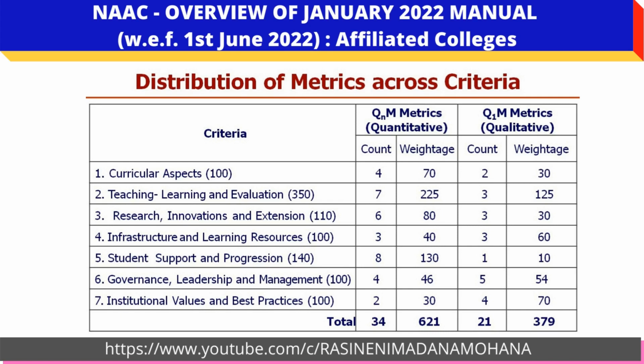Criteria 4, 3 quantitative with 40 weightage and 3 qualitative with 60 weightage. Then criteria 5, 8 quantitative with 130 weightage and 1 qualitative with 10 weightage. Then criteria 6, 4 quantitative with 46 weightage and 5 qualitative with 54 weightage. Then criteria 7, 2 quantitative with 30 weightage and 4 qualitative with 70 weightage. Almost weightages are similar, but metrics are reduced. Now, criteria wise, we'll see what are the changes, then what are the metrics removed.